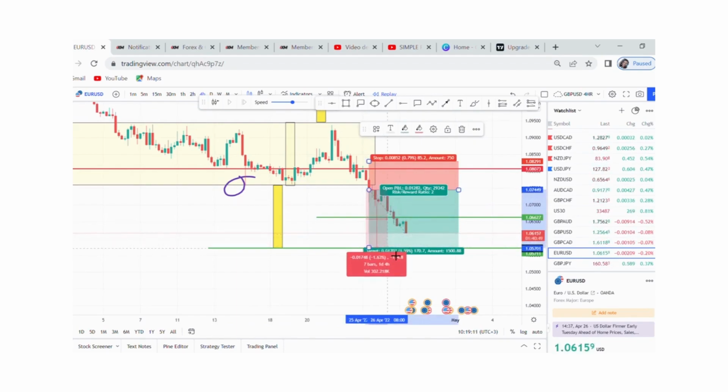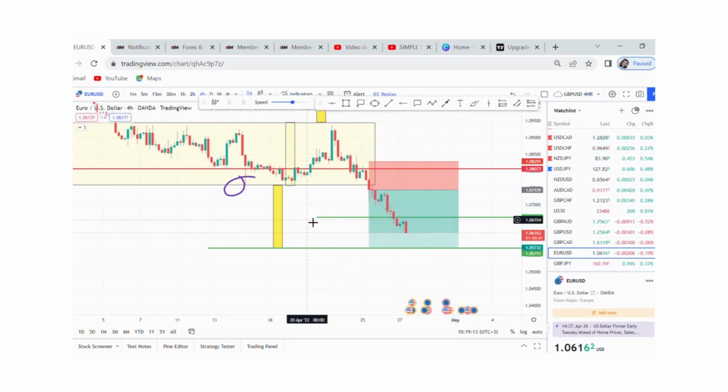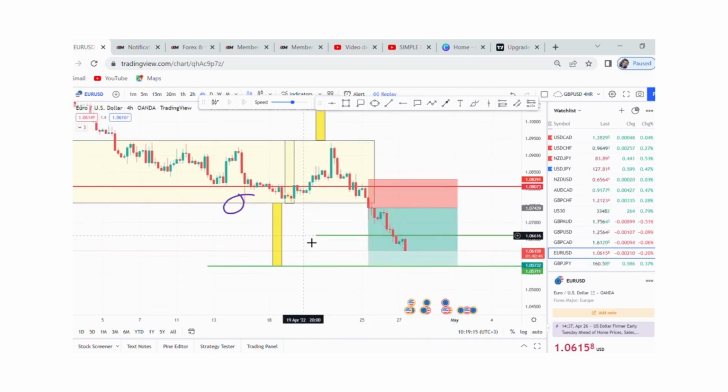Guys, I hope this was helpful. I hope this was very, very helpful. I hope you have understood the whole concept. So if you want to do this strategy, kindly follow the rules. You need to wait for the break. Immediately the market breaks, get in without any fear.